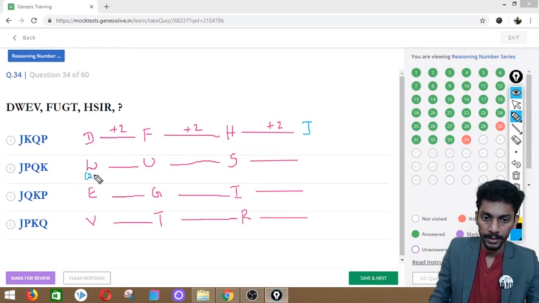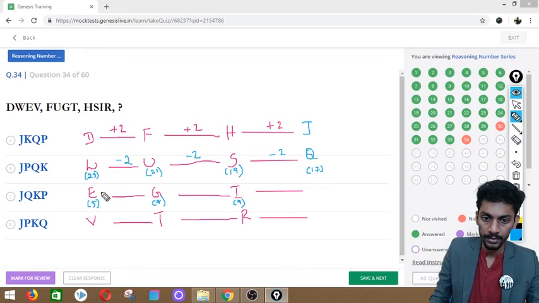W is the 23rd letter. This is the 21st letter. This is the 19th letter. If you see, the value is decreasing. So it is minus 2, minus 2, minus 2. You should get the 17th letter. Which is the 17th letter? It is Q.